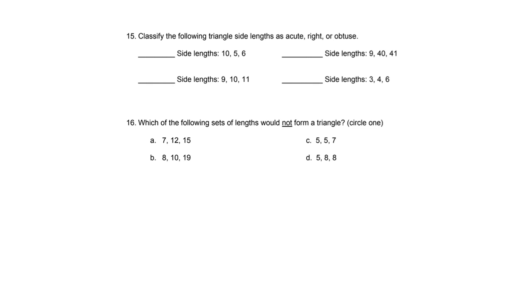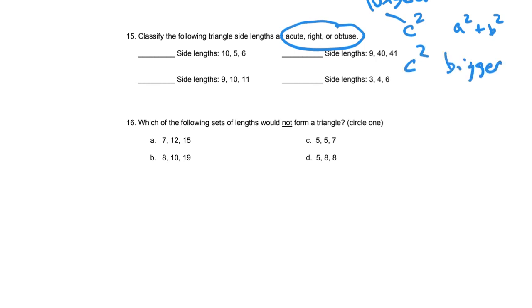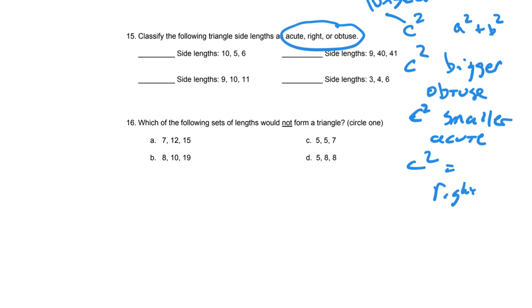Now, the last 2 things we have to look at, it says classify the following triangles' lengths as acute, right, or obtuse. So remember with these 2, you have to do C squared, which is the longest side, and you have to do A squared plus B squared and see which one's bigger, okay? If C squared is bigger, it's obtuse. If C squared is smaller, then it's acute. And if C squared is equal, then it's a right triangle, okay?